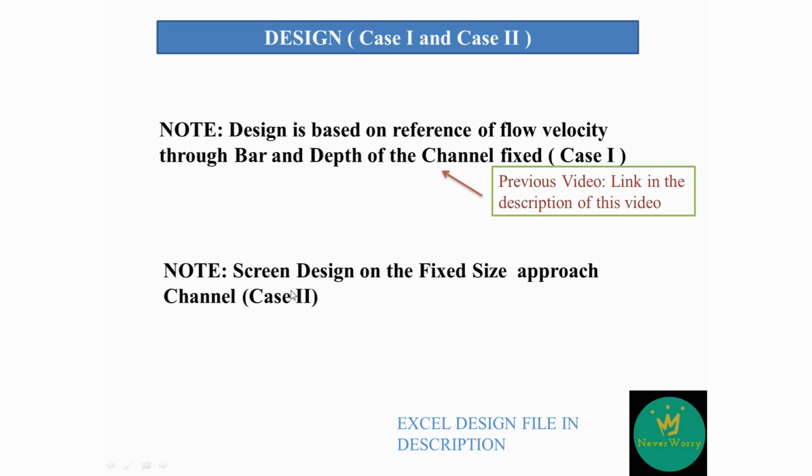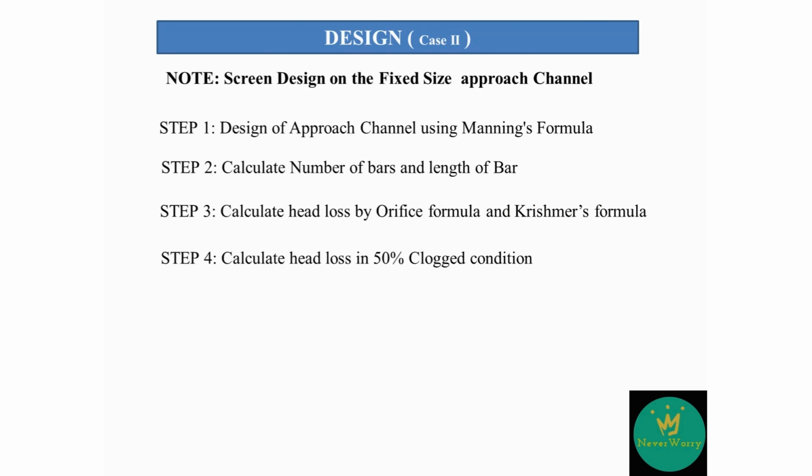Now we design the screen based on a fixed approach channel. In this case, the approach channel is fixed or designed, and then we design the bar screen and rack. In the design part, in step 1 we design the approach channel using Manning's formula, in step 2 we calculate the number of bars and the length of the bar, in step 3 we calculate the head loss by the orifice formula and the Kirschmer formula, and in step 4 we calculate the head loss in 50% clogged condition.